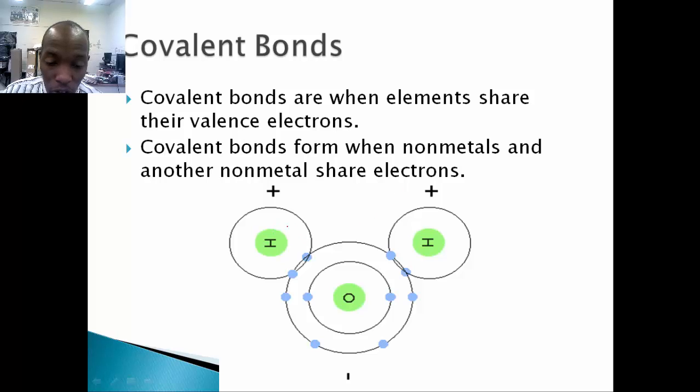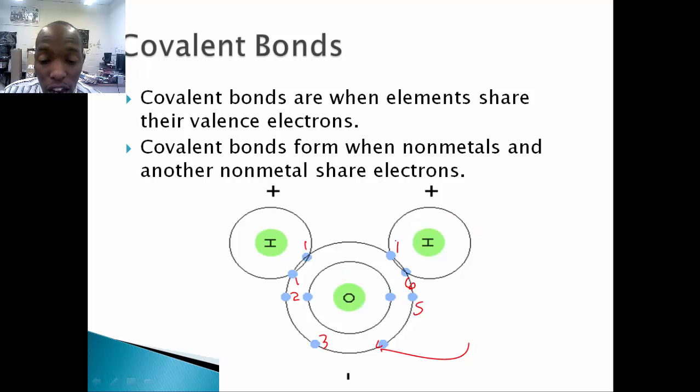For example, we have two nonmetals, hydrogen and oxygen. Oxygen is in group 16 and has 6 valence electrons: 1, 2, 3, 4, 5, 6. Hydrogen being in group 1 has 1 valence electron. So they're going to share, because if hydrogen shares its 1 valence electron with oxygen, who also shares back, it now has 2 valence electrons.